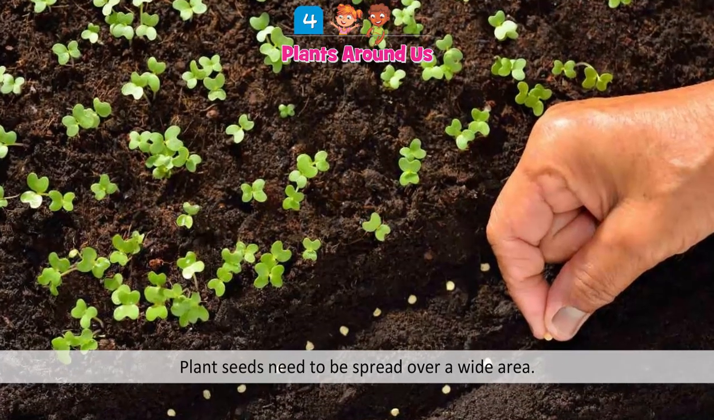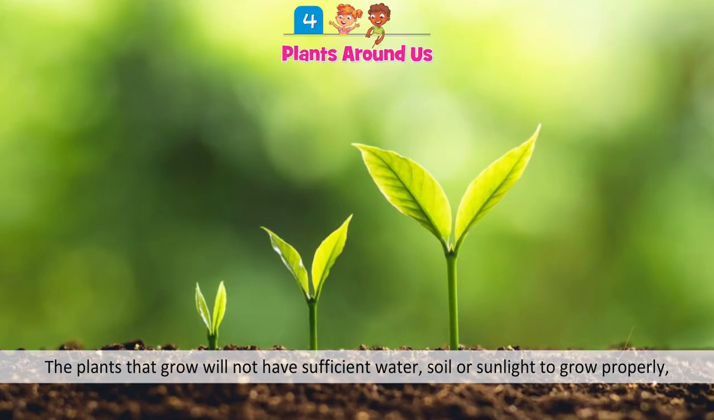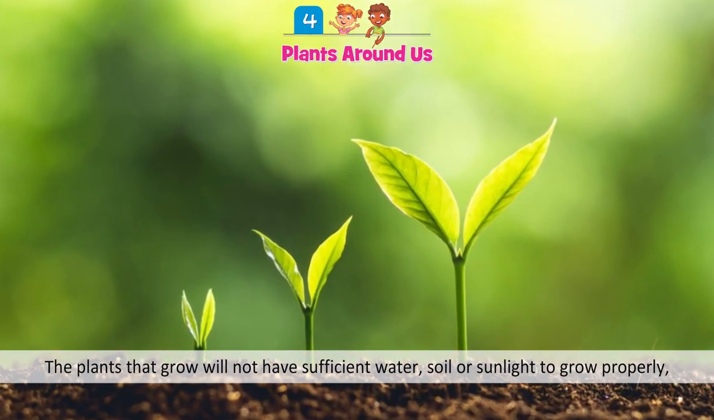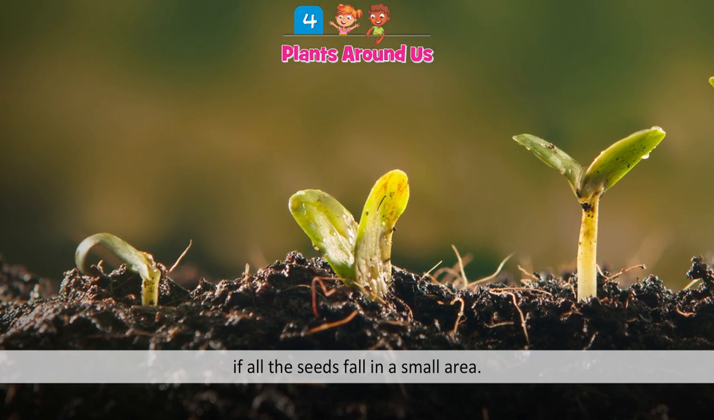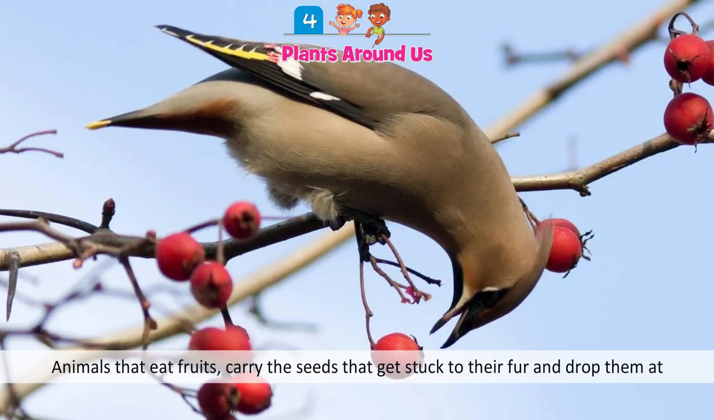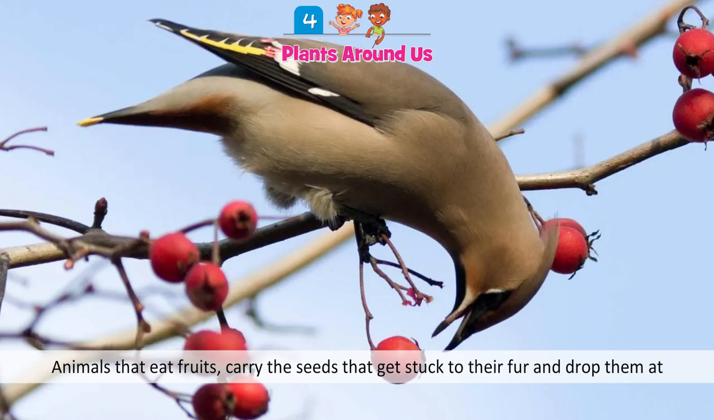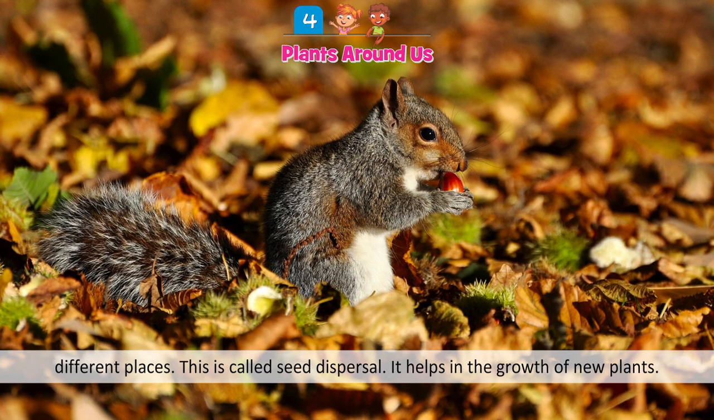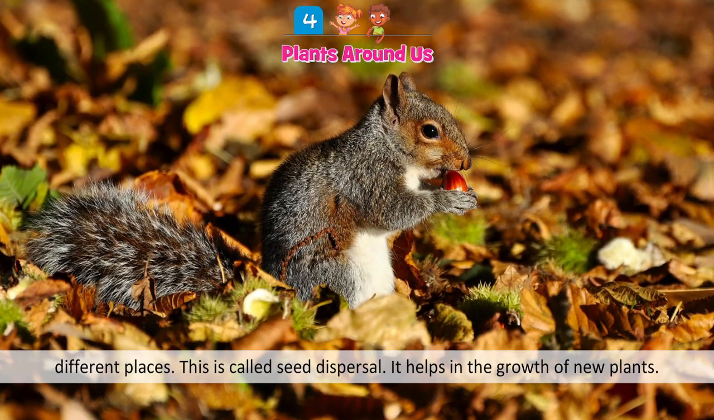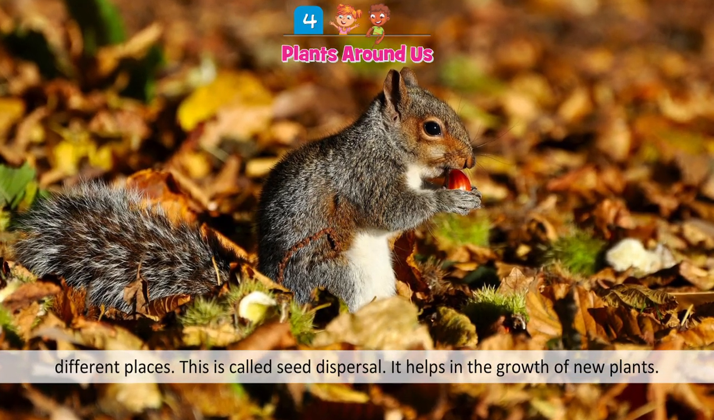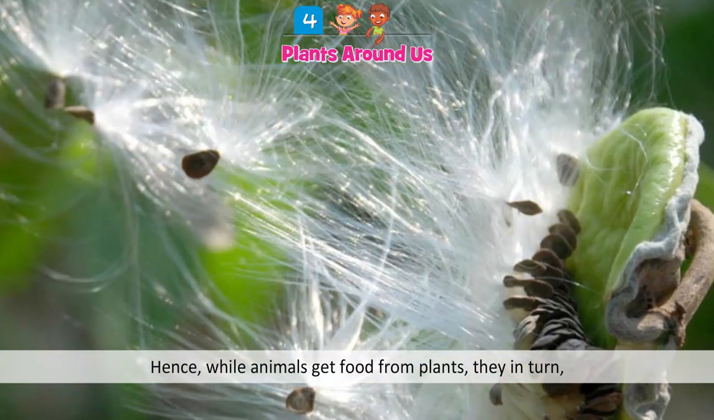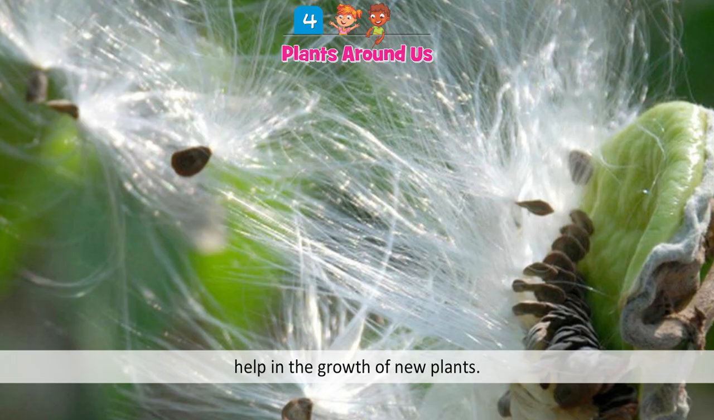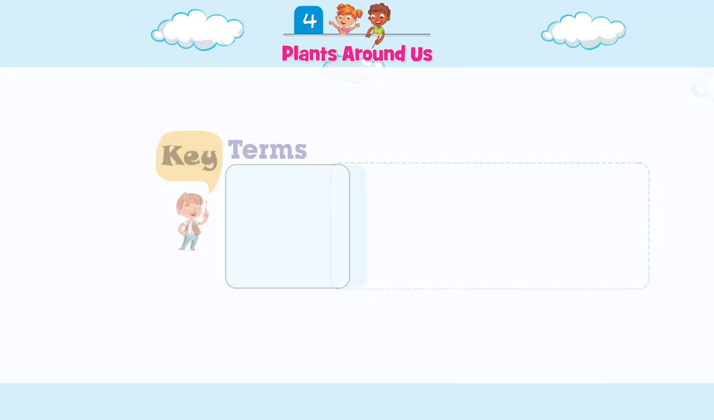Plant seeds need to be spread over a wide area. The plants that grow will not have sufficient water, soil, or sunlight to grow properly if all the seeds fall in a small area. Animals that eat fruits carry the seeds that get stuck to their fur and drop them at different places. This is called seed dispersal. It helps in the growth of new plants. Hence, while animals get food from plants, they in turn help in the growth of new plants.